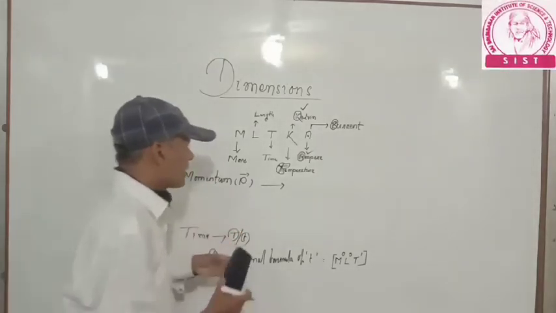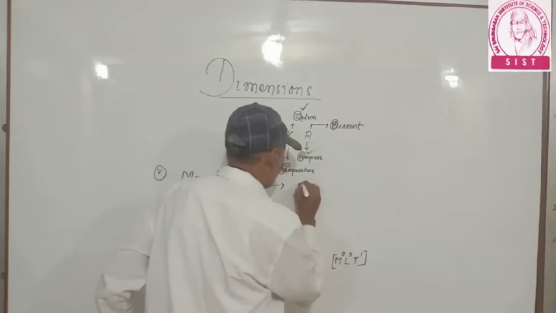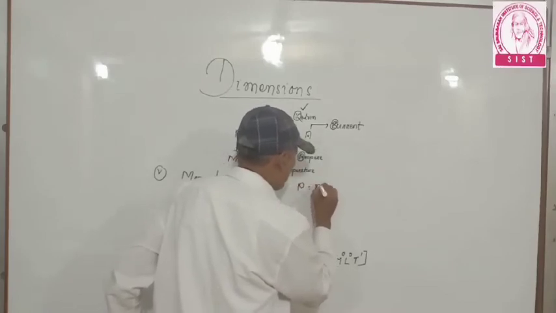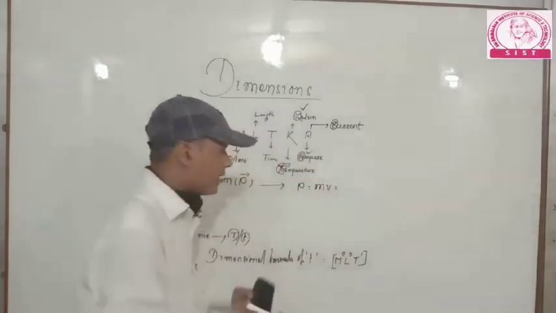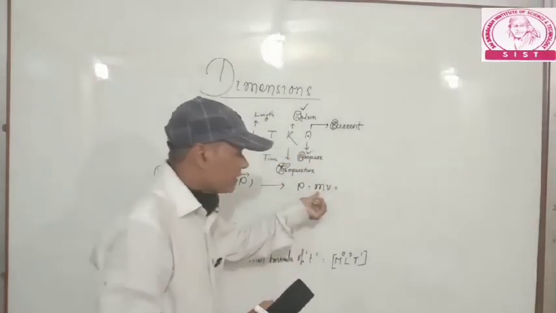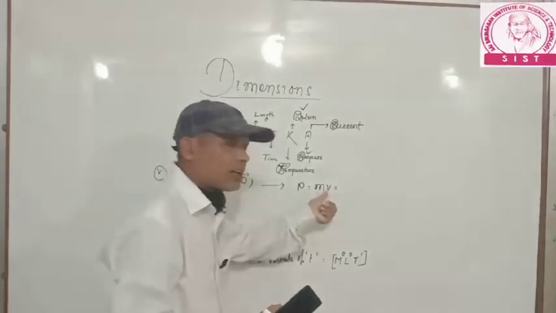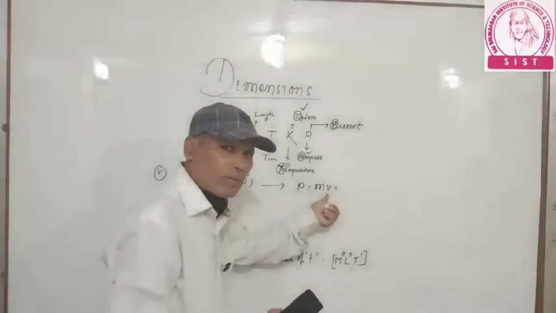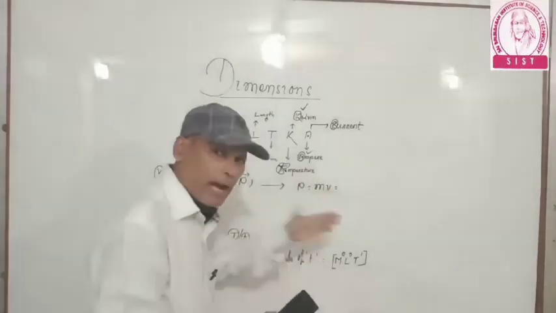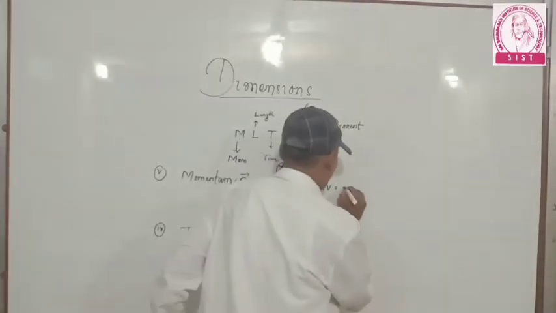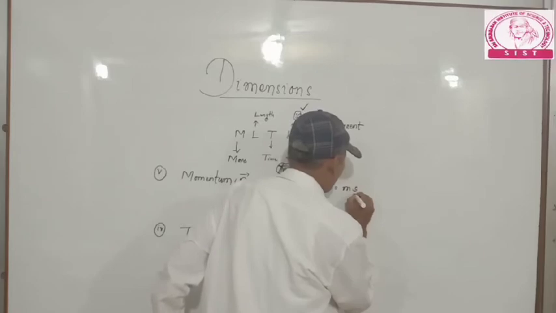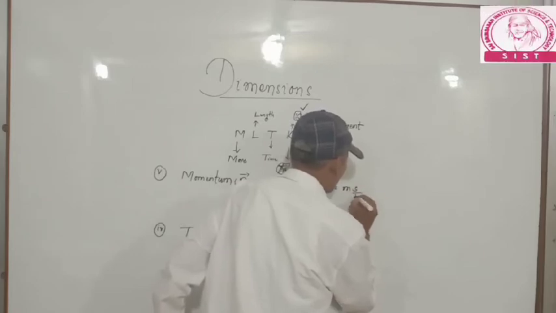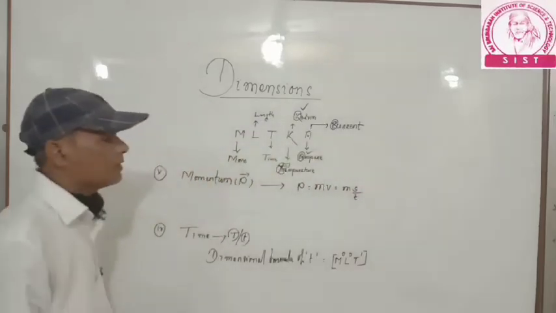So now you write P is equal to M into V. M is a physical quantity. V is also a derived quantity, so you split it: V is S by T. Now this is M S by T.